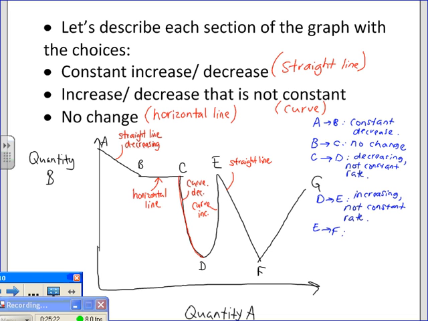Straight lines tell me that the change in quantity B with quantity A is a constant rate of change, and again it's decreasing because it's going downhill. So if I describe that, it will be decreasing and constant. So decreasing change with quantity B at a constant rate.